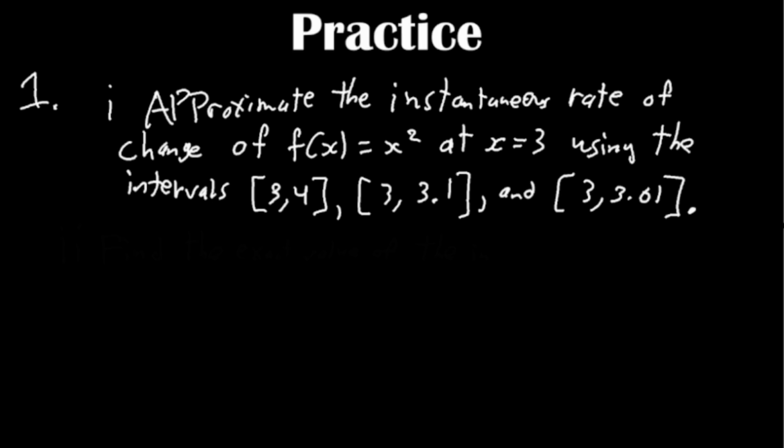Alright, so now we're going to practice what we have learned. We're going to do what we first did with approximating instantaneous rates of change. So let's say you want to approximate the instantaneous rate of change of f of x equals x squared at, instead of x equals 2, we're doing x equals 3. So the intervals that we're using this time are 3 to 4, 3 to 3.1, and 3 to 3.01.